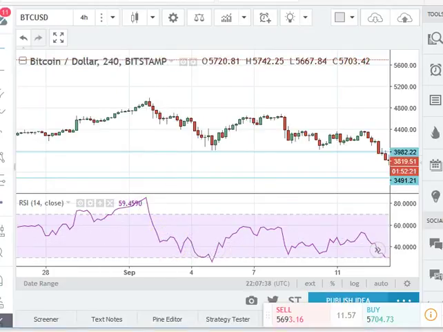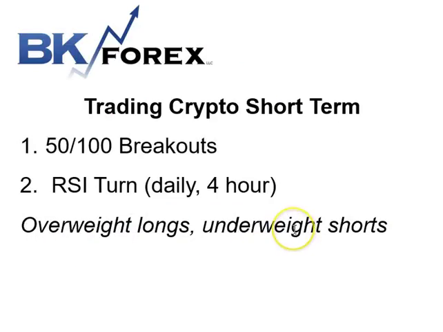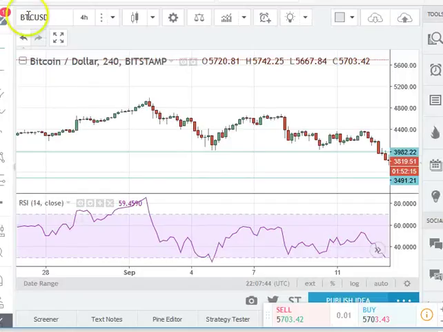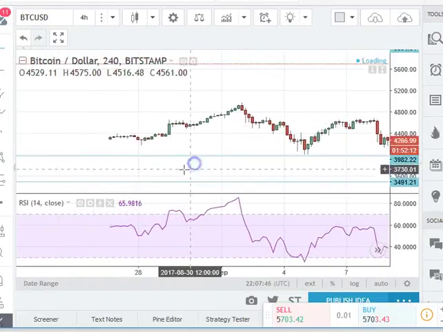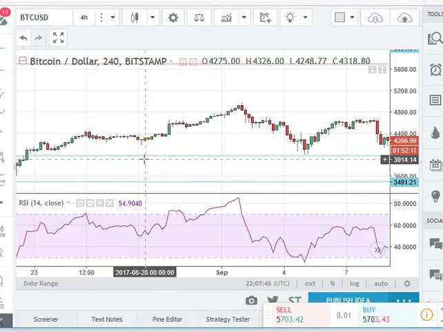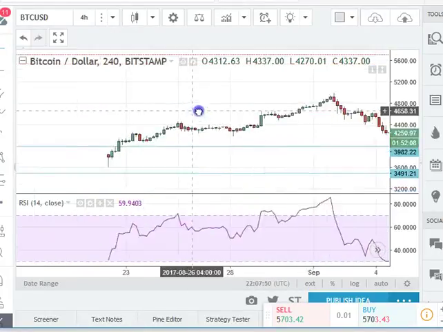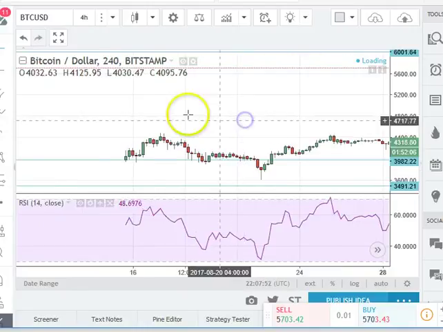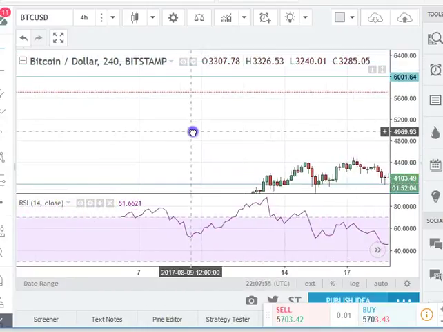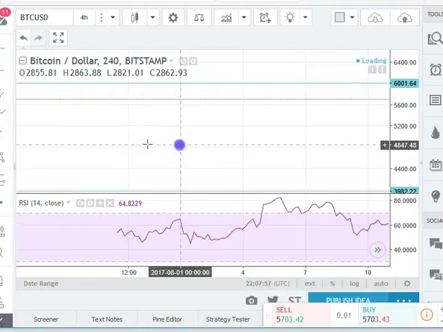But if you remember the slide, I said overweight longs, underweight shorts. The longs tend to work much better than the shorts, unless we're in an aggressive downtrend. Because people believe in the future of digital currencies and the long-term perspective of it, they're much more bullish and much more bottom pickers than top pickers.